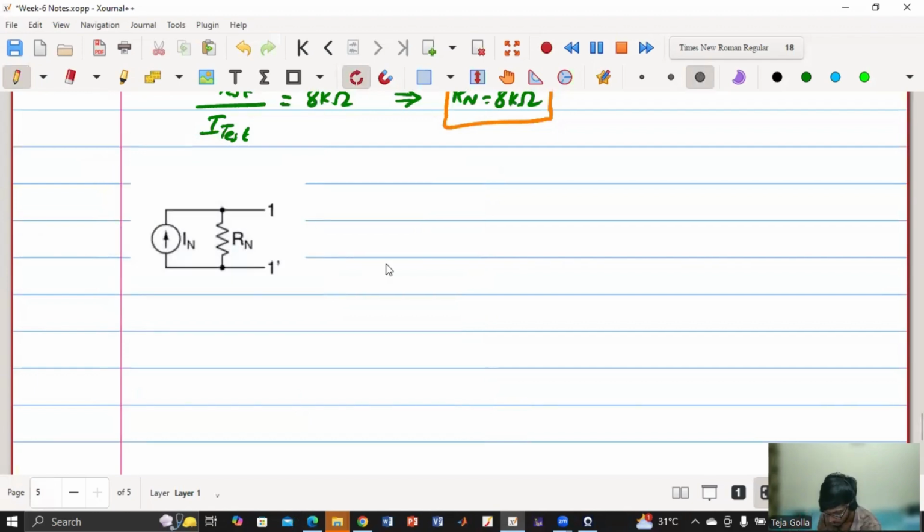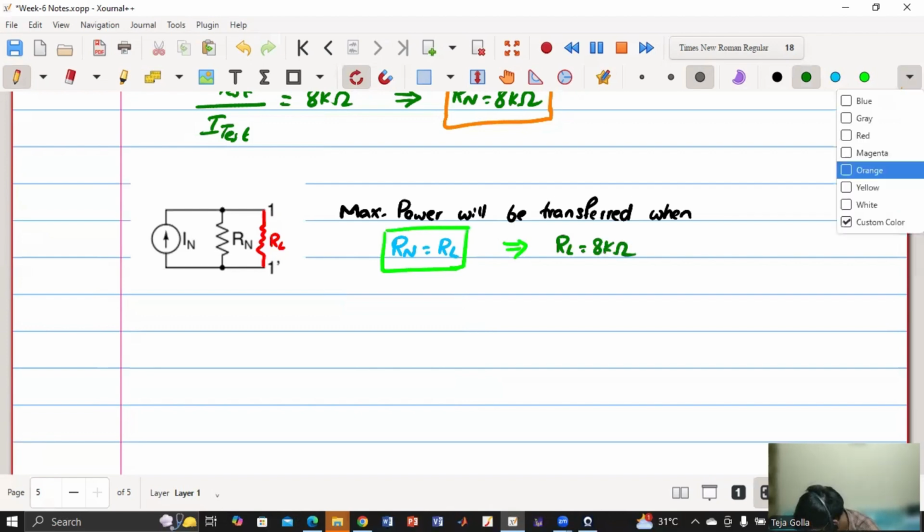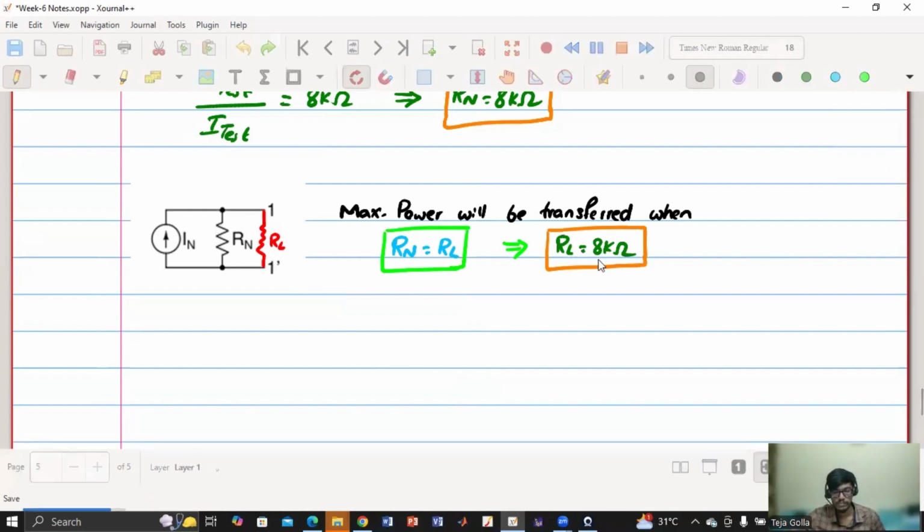Okay. So if there is any resistance connected over here, maximum power will be transferred when R Norton is equal to RL. So that implies my RL equals 8 kilo ohm. So that much resistance I have to connect for it to get the maximum power. Is this part also clear, everyone?